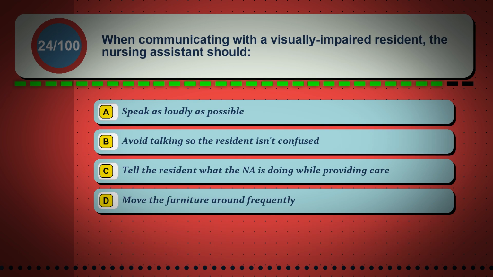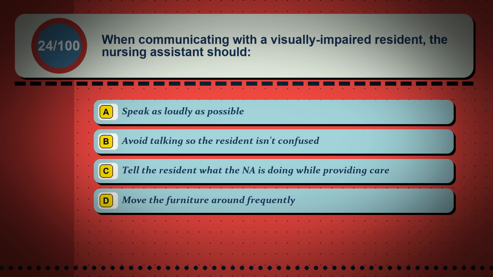Question 24. When communicating with a visually impaired resident, the nursing assistant should: Option A, speak as loudly as possible. Option B, avoid talking so the resident isn't confused. Option C, tell the resident what the NA is doing while providing care. Option D, move the furniture around frequently.